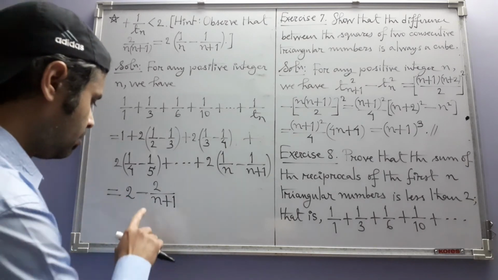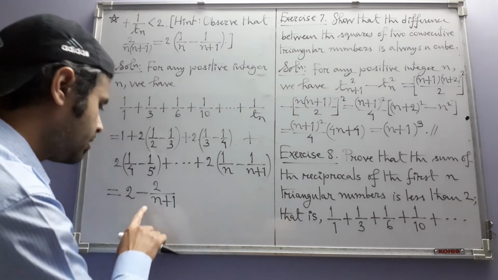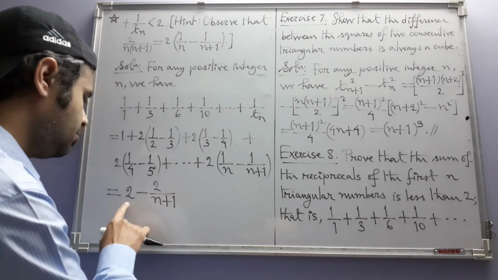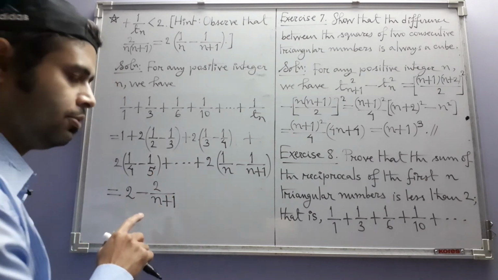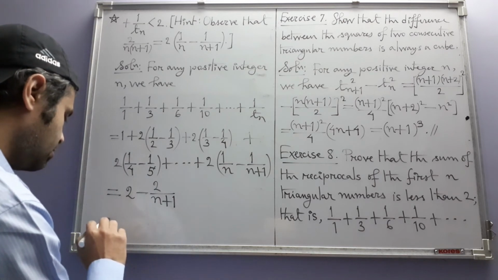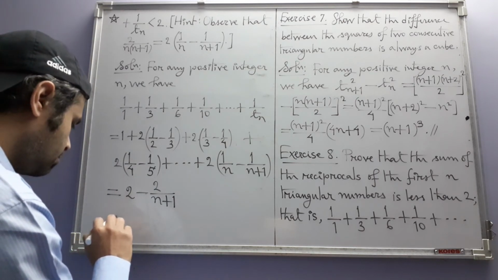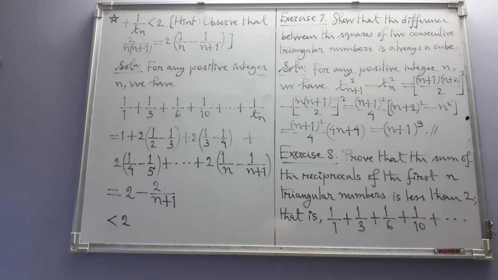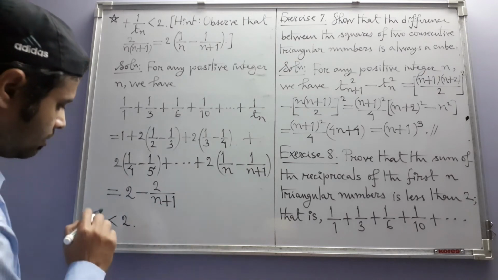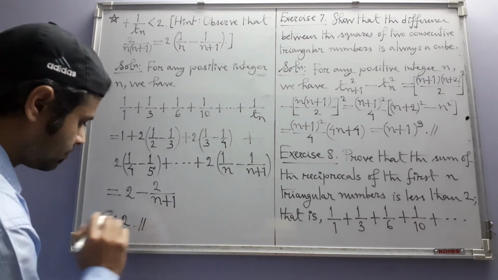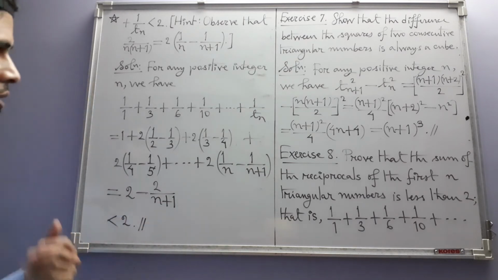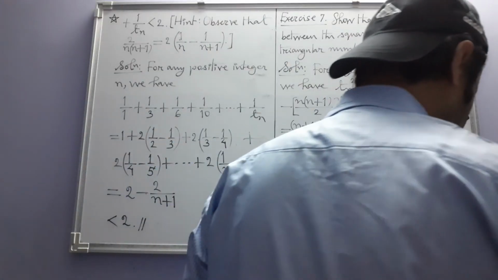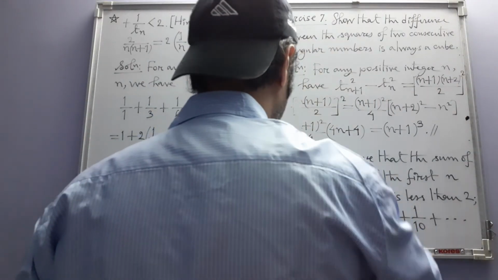Okay, now we are subtracting a positive quantity from 2. So if we don't subtract, then we will have 2. So this will be less than 2, and that's how we have shown what we had to show. Now there is a consequence of this fact, this inequality.